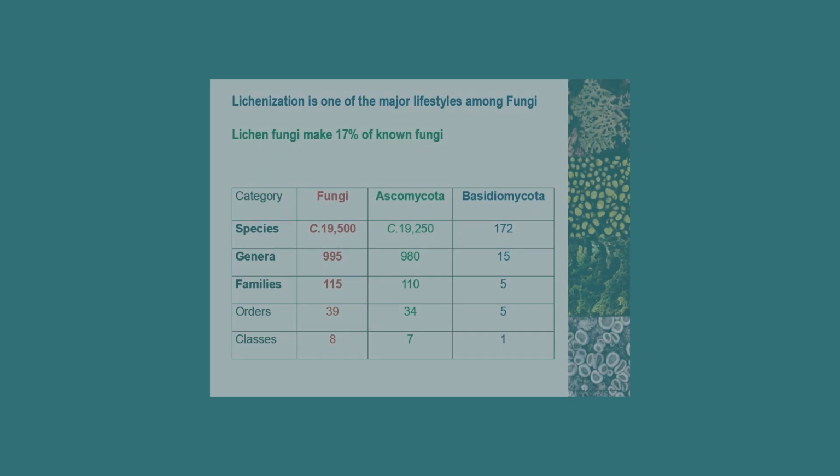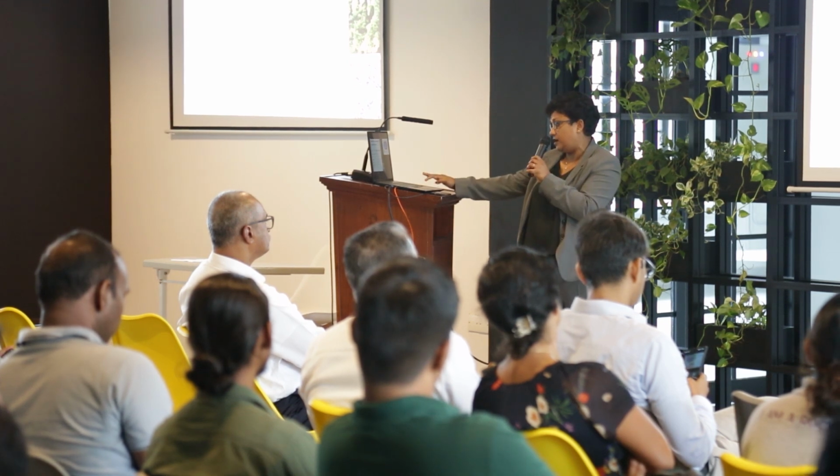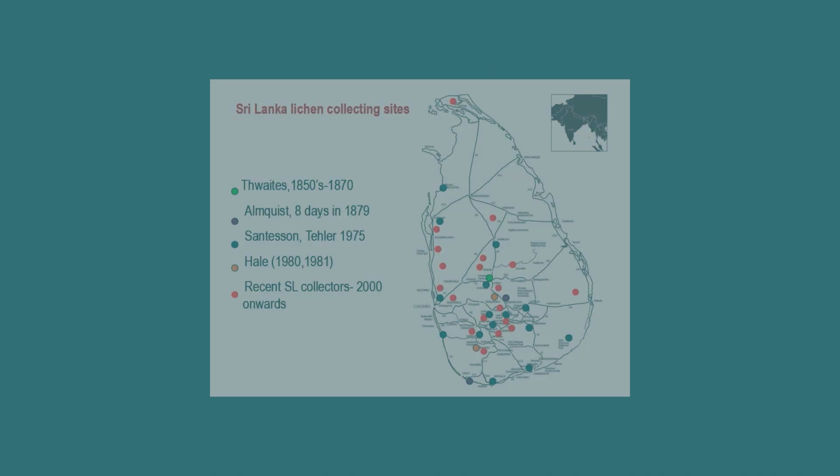So how many lichens do we know so far? Less than 20,000. Out of the 1.5 million fungi in the world, less than 20,000 are lichenized fungi. So how much is known about lichens? We have been studying lichens in Sri Lanka for more than 150 years, but still Sri Lanka is within the lowest studied group of the world.